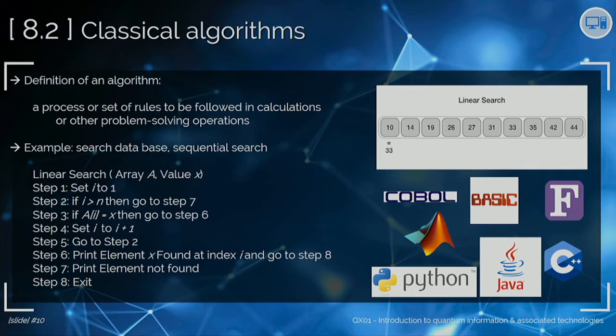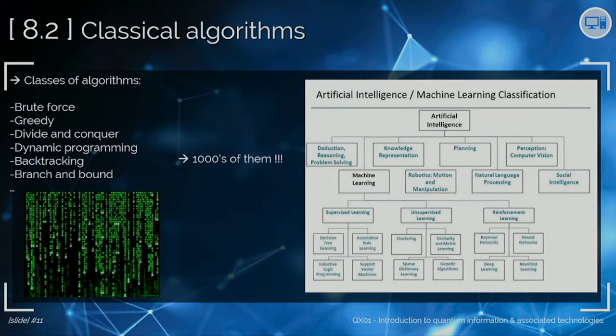So this is of course an easy example, and there are different classes of algorithms. There are thousands of them, in fact perhaps even tens of thousands. Here I give you some of the classes of algorithm. Some computer scientists would probably disagree with them, but just to give you some ideas, there's brute force, greedy, divide and conquer, backtracking, branch and bound, etc. So there are thousands and thousands of them in different types and different subsets.